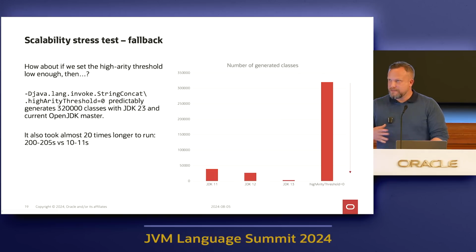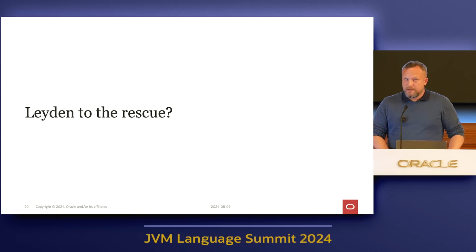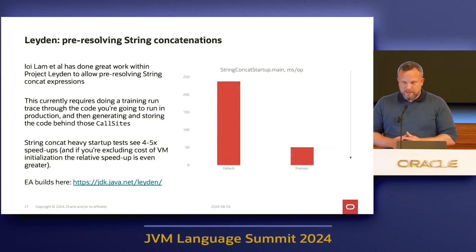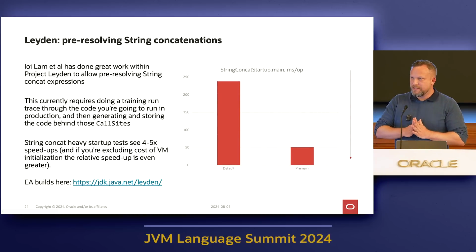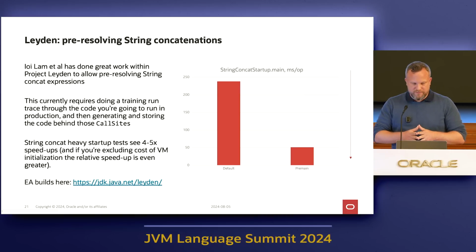Get something that has both low class generation count, good performance, and good startup. So the question is, would Leyden come to the rescue in this regard? Joy Lam and others are going to talk at length about Project Leyden later during this conference.